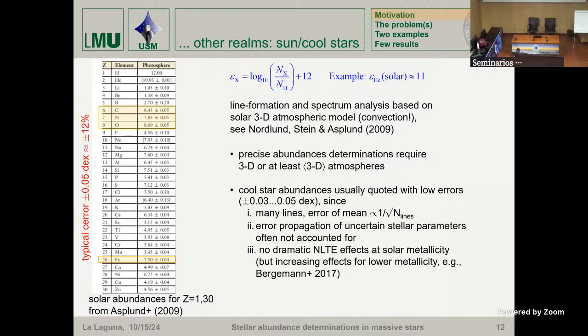Even more, since many people in this business forget to propagate the errors of the stellar parameters to the abundances, so they believe in their stellar parameters and do not propagate these errors. And even more, since at least at solar metallicity, the non-LTE effects, which are so complex, are not dramatic. For lower metallicities, on the other hand, you also have to account for them, and then you might ask, Carlos, then the game becomes difficult again.